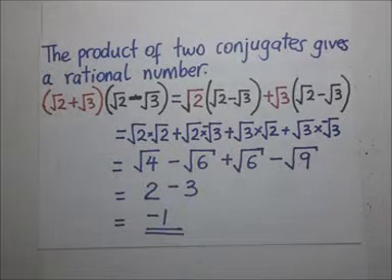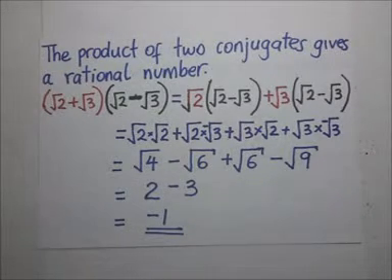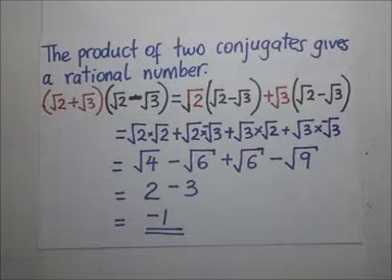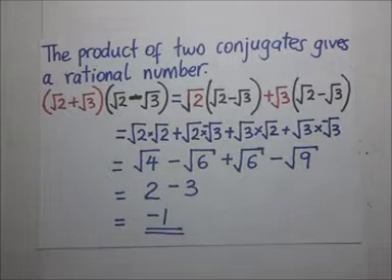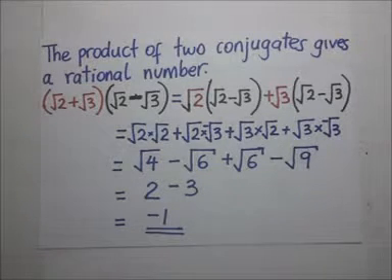Now, what happens when we multiply these two conjugates? When we multiply them, we get what we call a rational number. Remember, a rational number is a number that can be expressed in the form of a fraction. So this is where the term rationalizing comes from. When we are rationalizing a surd, we multiply it with its conjugate. That process is what we call rationalizing.